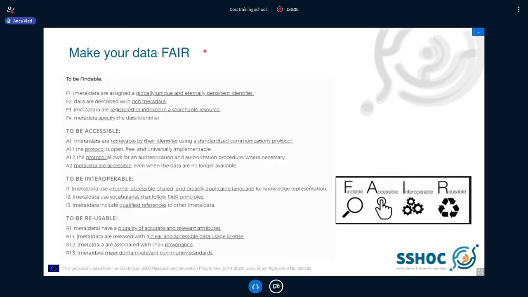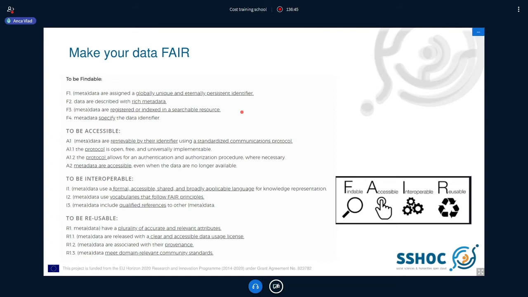Okay, and here's a breakdown of the principles. I'm sure you've seen this online as well, so I'm not going to focus too much on it. But each principle has a list of tick boxes, if you wish, that you need to consider. So we would need a DOI, a globally unique and eternally persistent identifier, that the data is described with rich metadata, that the metadata is registered or indexed in a searchable resource. So this would be a data catalog.